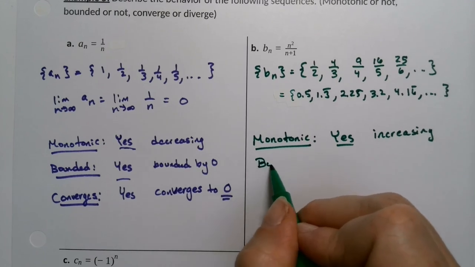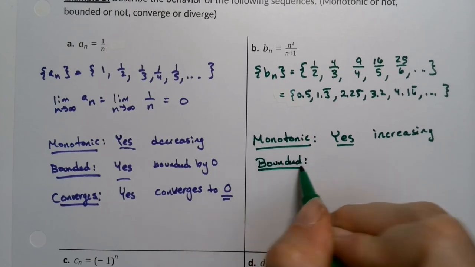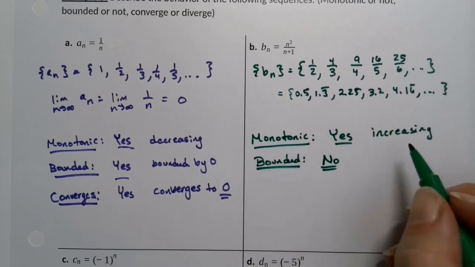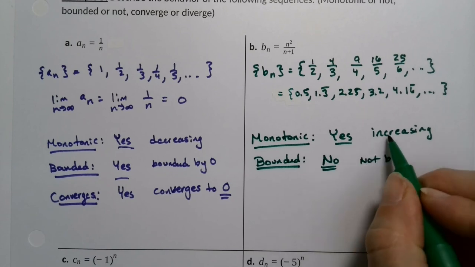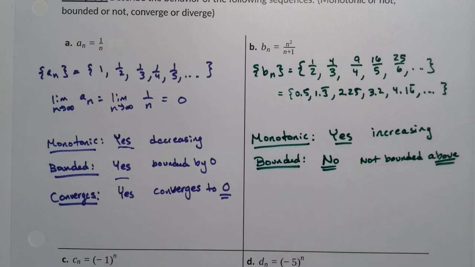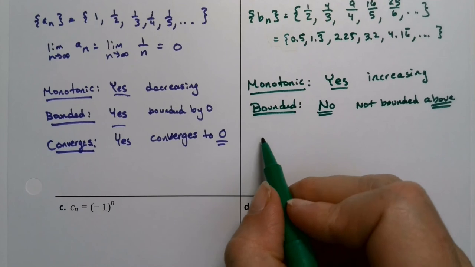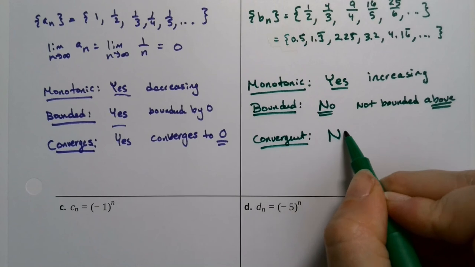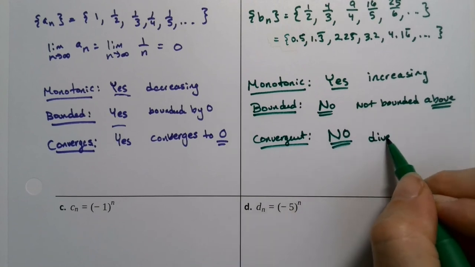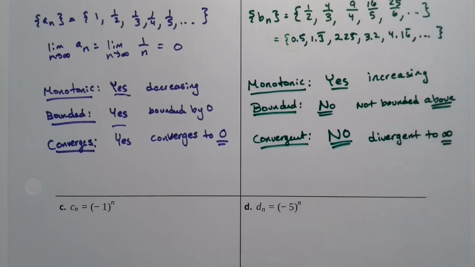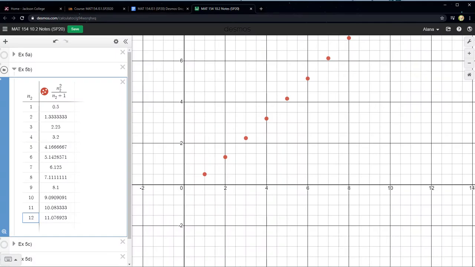All right, so then bounded was a big no, right? It's not bounded above, and that's the important part, because it's increasing, we want it to be bounded above. Which means it is not convergent. As a matter of fact, we can tell it's diverging to infinity because of the increasing without bound. It's just growing and growing and growing, right?